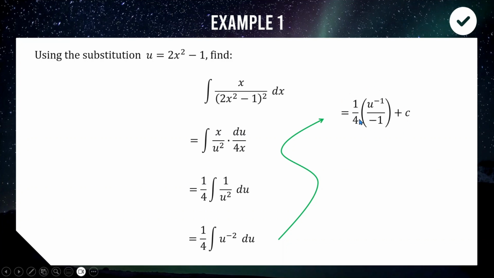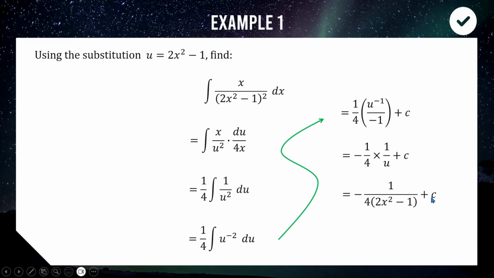So simplifying this a little bit, I'm going to pull the negative out the front, and I'm going to write u to the −1 as 1 over u. Still got the plus c, and now, like I said, changing u back to where we started to be 2x² − 1. We have our final answer of 1 over 4(2x² − 1) with a negative out the front.